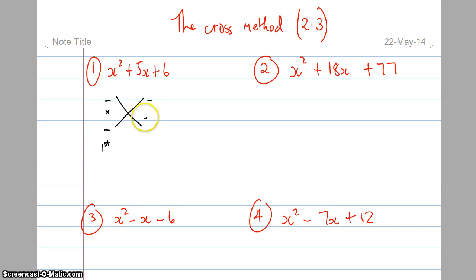This one that I'm going to put here, multiplied by this one that I'm going to put here, those two multiplied together need to end up being the third term. So I've got the first term and the third term. Now here's a little bit of a tricky thing. This one up here multiplied by this one down here will give me something, and this one down here multiplied with this one up here will give me something, and those two added together need to equal the second term. And if all of those things work, then I can factorize it.